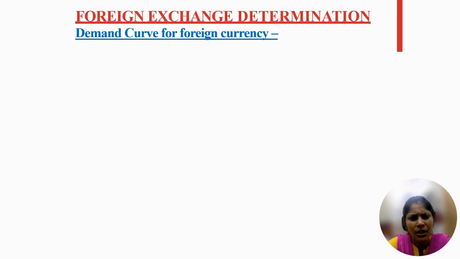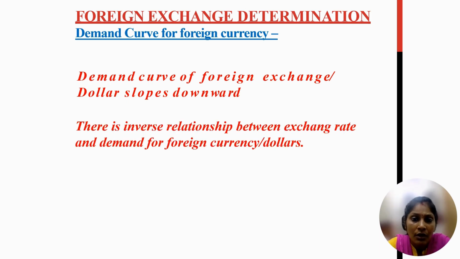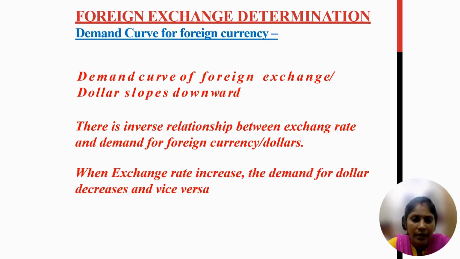Let us explain in terms of the demand curve, so you will understand more clearly. What is the demand curve for foreign currency? The demand curve for foreign currency is a downward sloping curve which explains the relationship between the exchange rate and the demand for dollars. There is an inverse relationship between the exchange rate and the demand for foreign currency. Whenever the exchange rate increases, the demand for dollars decreases, and vice versa.